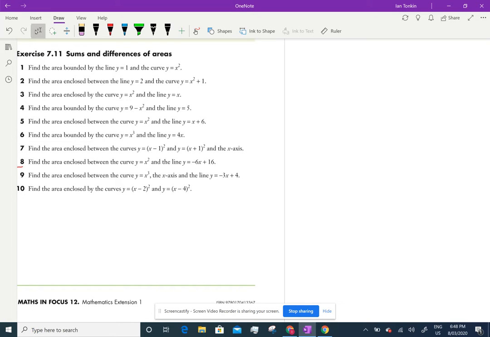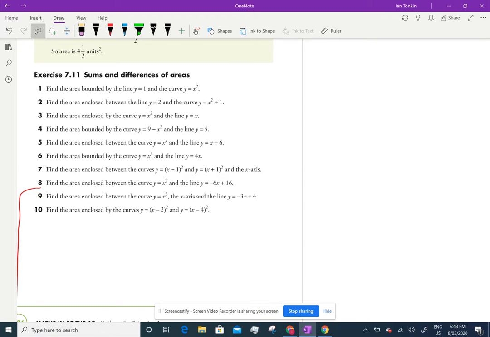So remember, the first thing you have to do is draw the curves and find the points of intersection by solving simultaneously, and then you can decide whether you're going to add or subtract these areas. So if we look at the first one, we've got to draw y equals x cubed and this line.